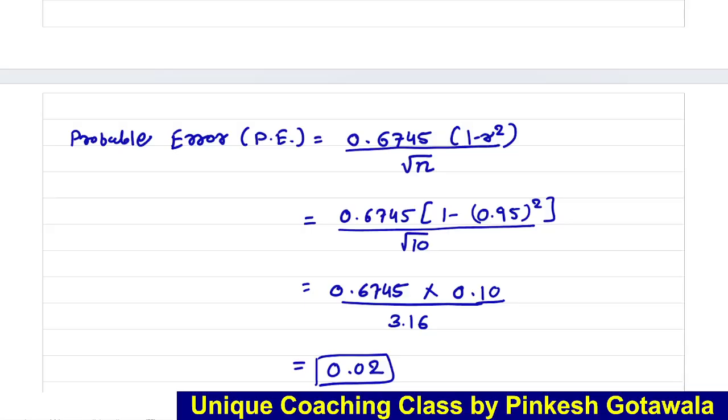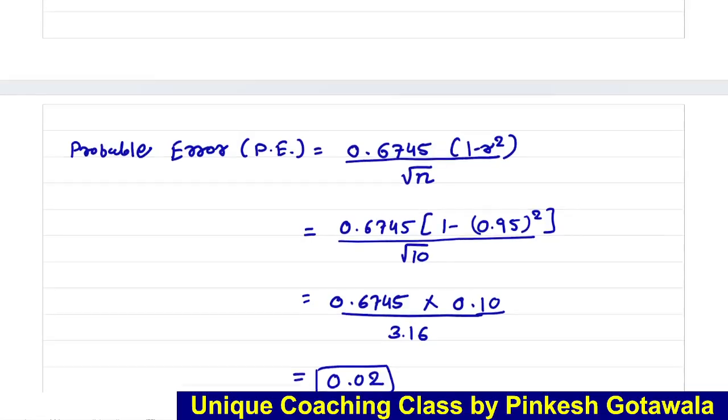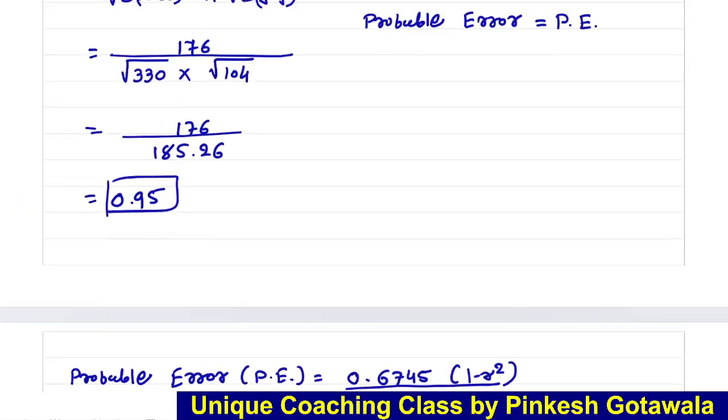Right? So now let's understand what probable error is. Here I just told you. You can see that very simple formula.